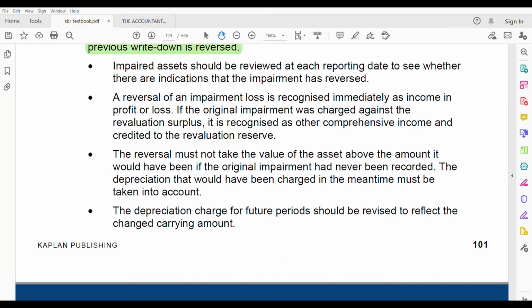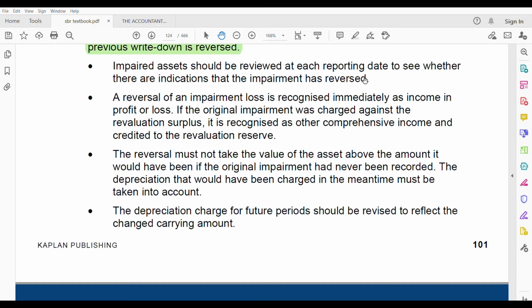An impaired asset should be reviewed at each reporting date to see whether there are indications that impairment has reversed. Sometimes conditions actually improve after a year or 2 years. So always you have to see whether the conditions are improving or not. If conditions are improving, you reverse it. If not, then keep on, that impairment will be there. Once an asset has been impaired, you need to review it every year to see whether it has been reversed or not.